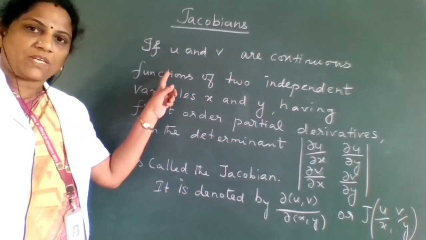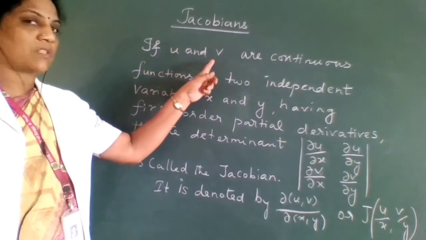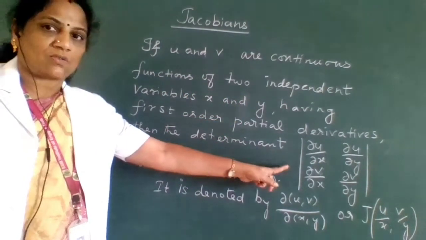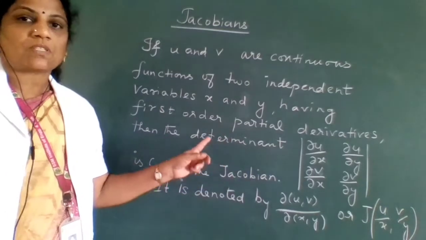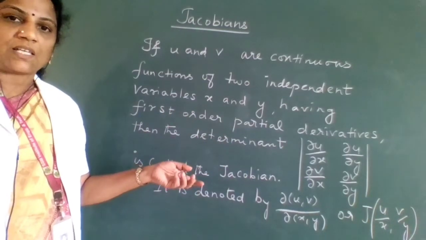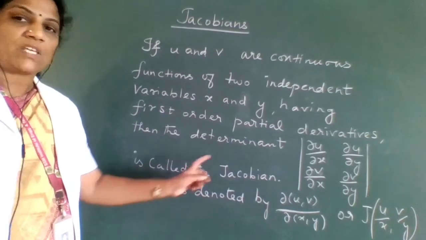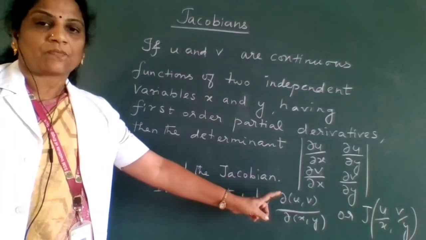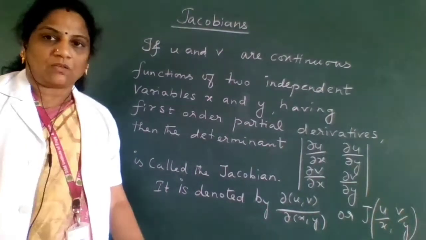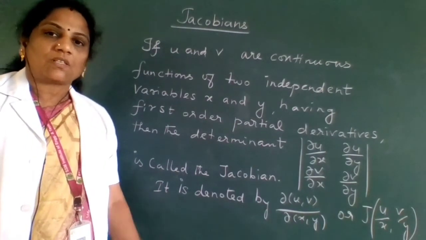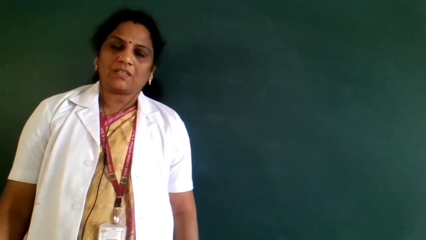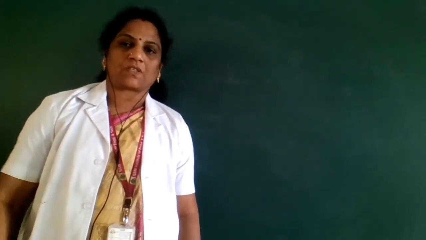If we transform two variables to another set of two variables, then we use 2 cross 2 matrices. Suppose we take three variables u, v, w or x, y, z, then we use 3 cross 3 matrices. Even if we use more than 3 variables, we use higher order determinants. First we see two variable functions.